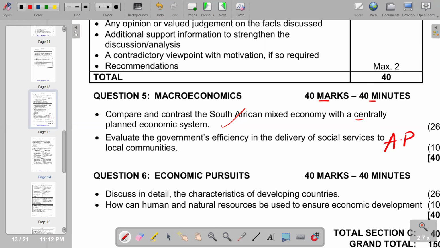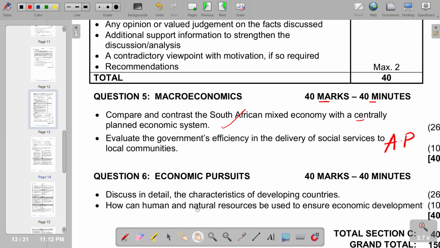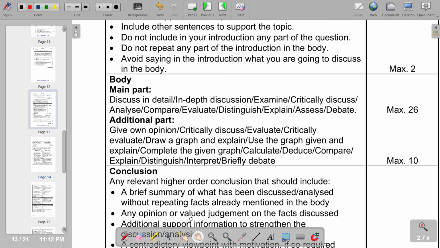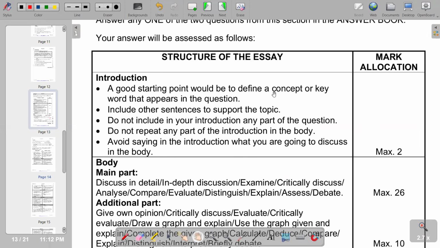We are supposed to come up with our introduction as required. These are the requirements. A good starting point would be to define a concept or keyword that appears in the question, or you have to include other sentences to support the topic. Do not include in your introduction any part of the question. Do not repeat any part of the introduction in the body. Avoid saying in the introduction what you are going to discuss in the body. So these are the requirements we are supposed to follow for our introduction.